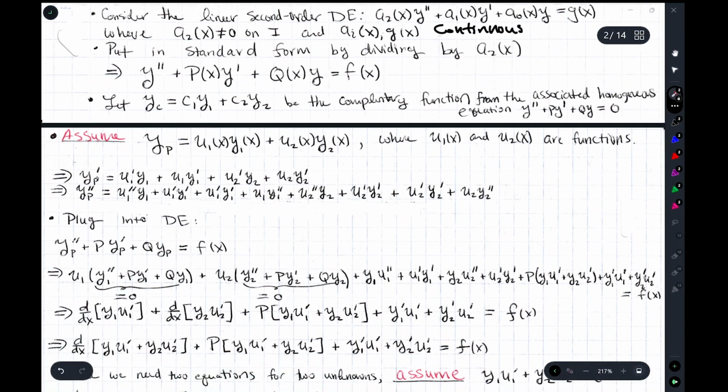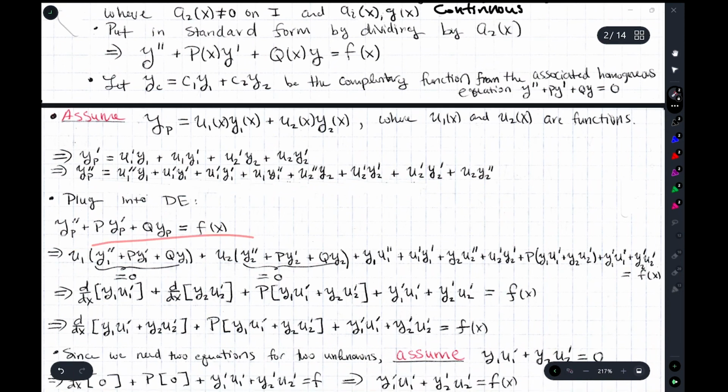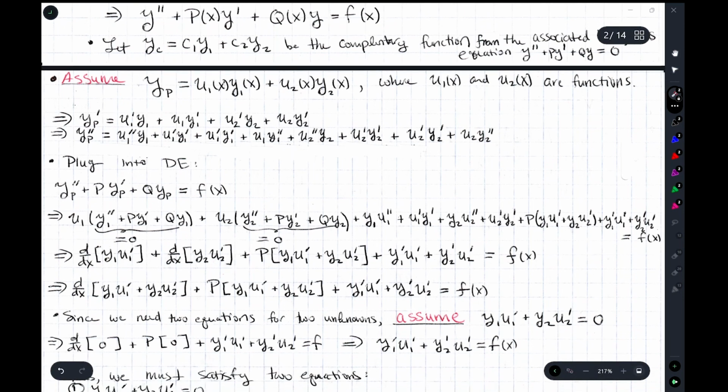So differentiating once and then twice, we get this. Now what are we going to do? We're going to plug it into our non-homogeneous equation, and we're going to factor out some terms and combine some terms. As you can see, this gets really long.